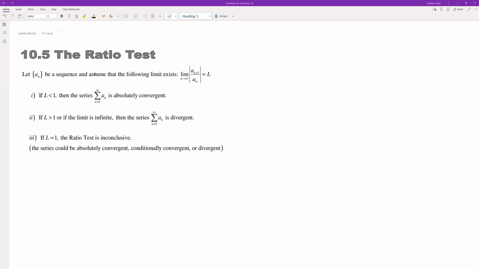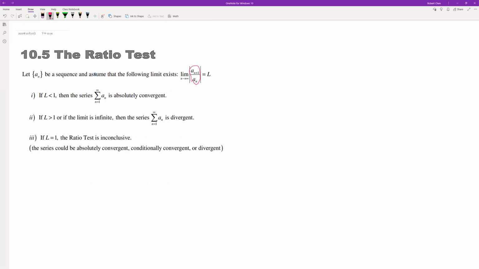This is 10.5. We're looking at two types of tests today. The first one we're going to look at is the ratio test. The ratio test basically takes the quotient of the next term and the current term, so namely a_{n+1} over a_n, so the nth term compared to the next term.